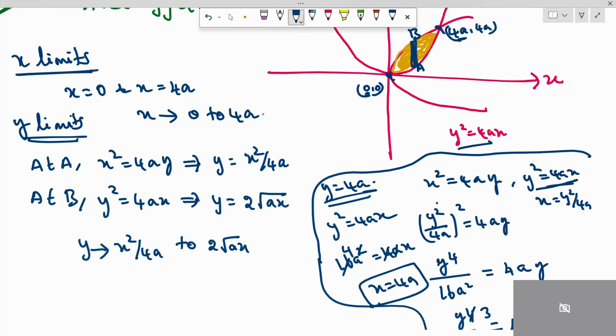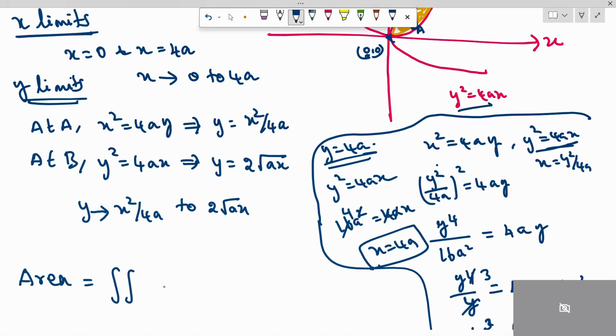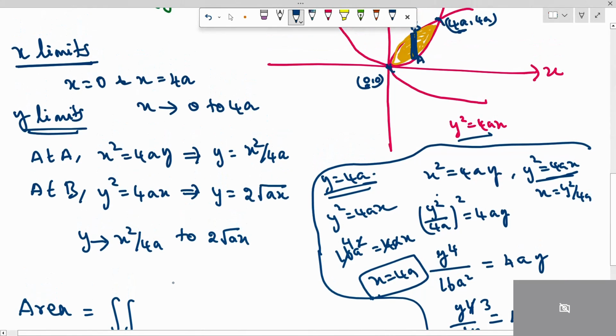In this way we have to calculate the limits, and then substitute in the formula. Area is equal to double integral dx dy or dy dx. We can take any order according to the strip direction.